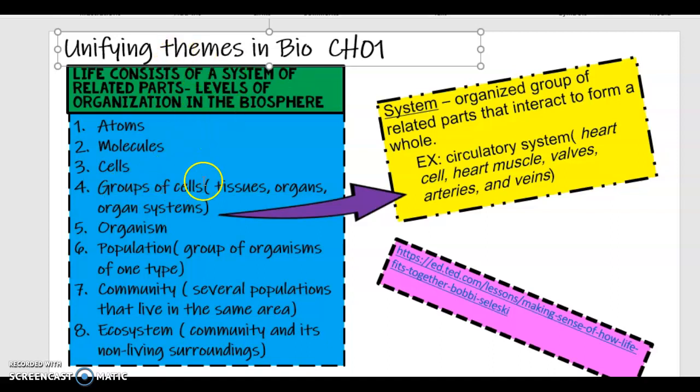Okay, all of these groups of cells or tissues, organs, and organ systems make up an entire organism. Many organisms together make up what we call a population, a group of organisms of one type. Populations make up a community. A community is several populations that live in the same area. And then, of course, an ecosystem is the community and its non-living surroundings. So these are the levels of organization within the biosphere.